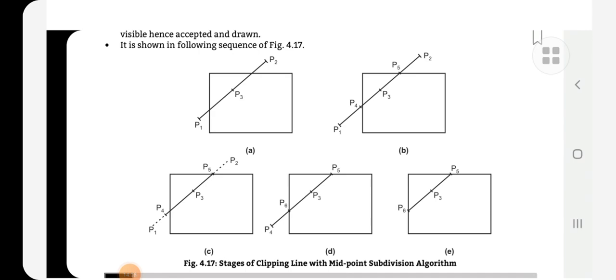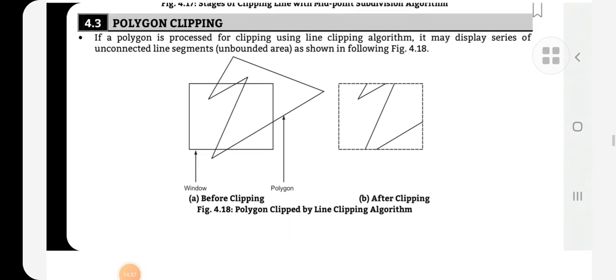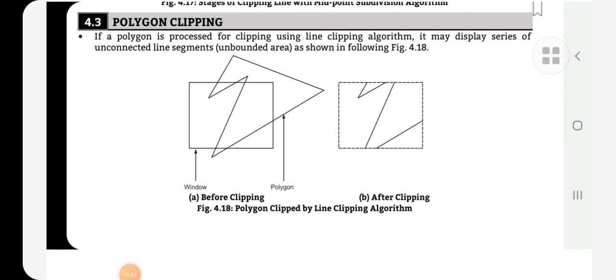But P4 is not exactly in the center, so it is divided again into two parts. P4 and P3 are divided into further parts, and the midpoint is given as P6. Then P6 up to P5 are the midpoint subdivision steps of the algorithm. After that comes polygon clipping.